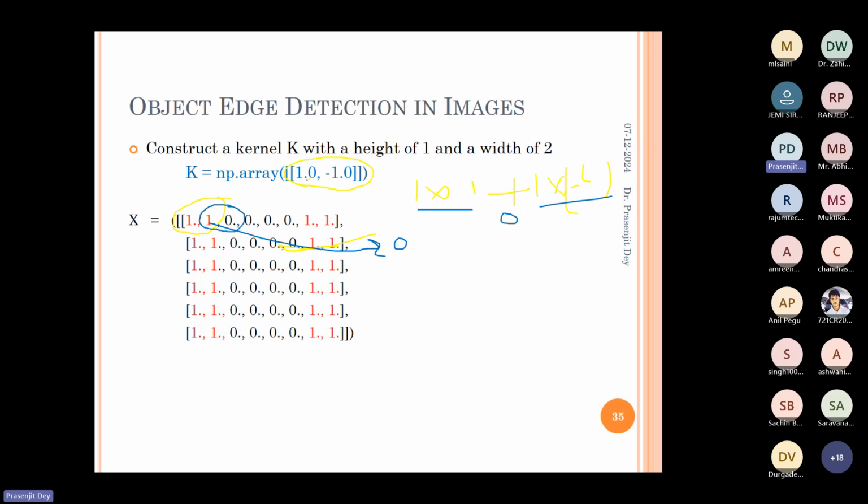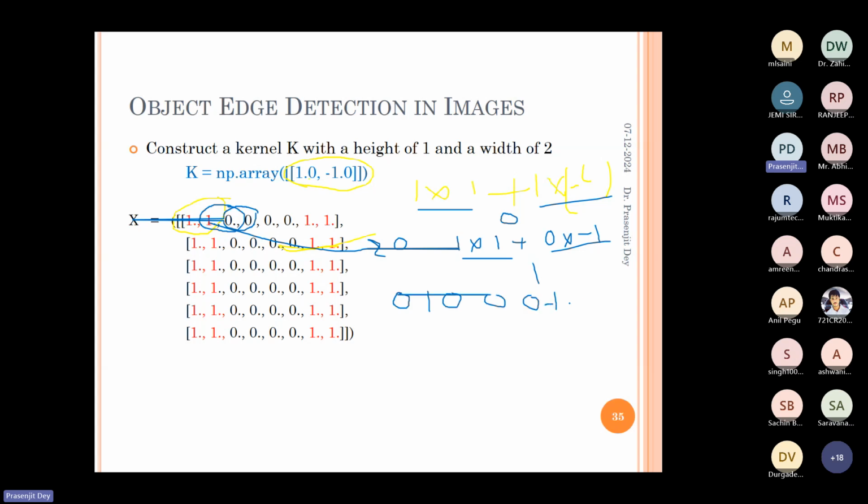1, 0 and 1, -1. What will be the case? 1 into 1 plus 0 into -1. In that case, 1 into 1 is 1 and 0 into -1 is 0. So it will have a value 1. So earlier the output was 0. Now the output is 1. Similarly, with this case, you are going to get an output 0, 0, 0.